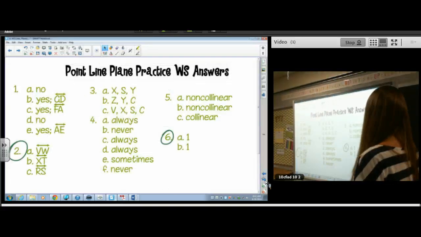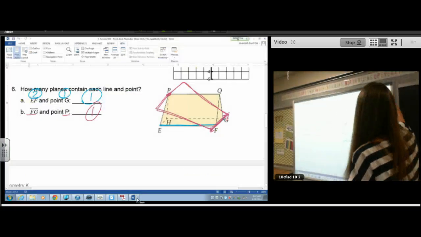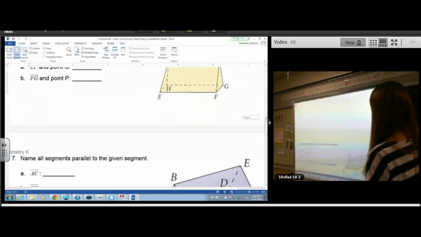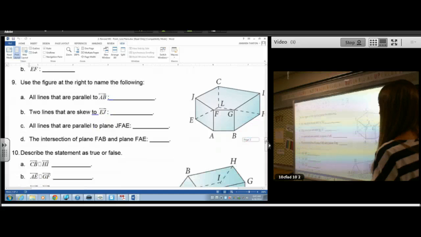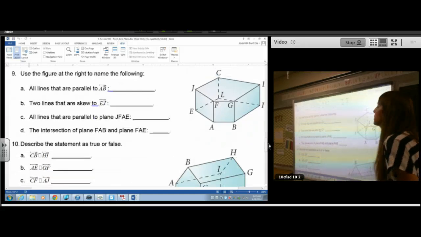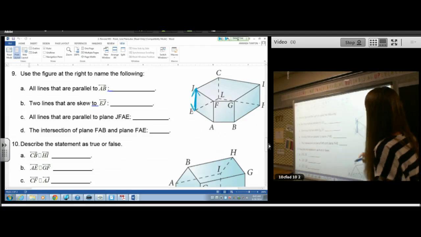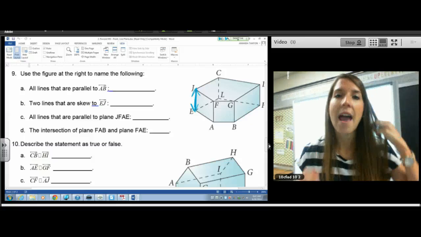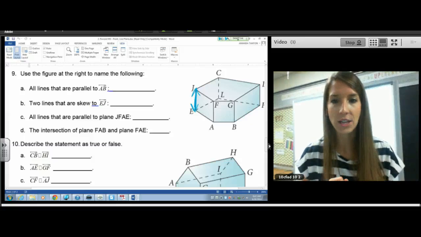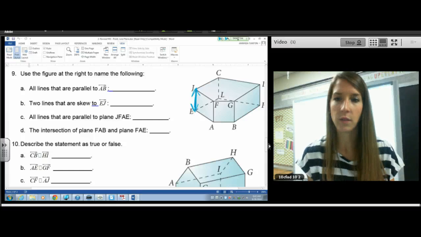Moving on, our next question was 9, B, and C. Let's look at number 9 together. B and C: 2 lines that are skew to EJ. There's EJ. Now remember, when you're looking for skew lines, you want it to never, ever, ever intersect EJ, but it can't be parallel. It can't be coplanar. It needs to be in a different plane.